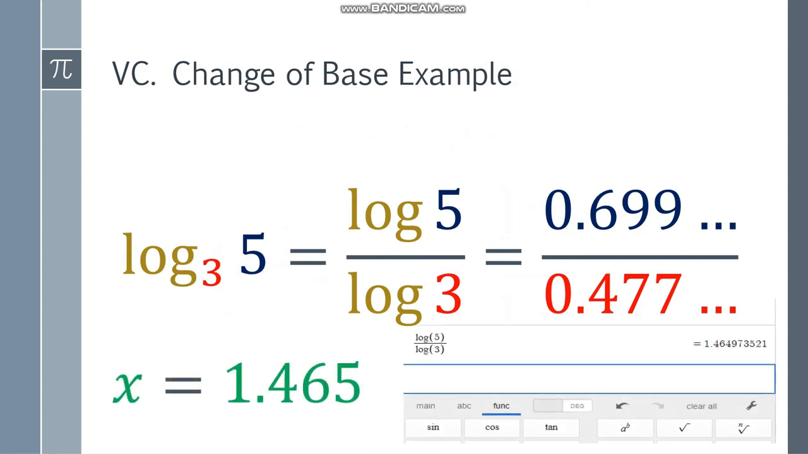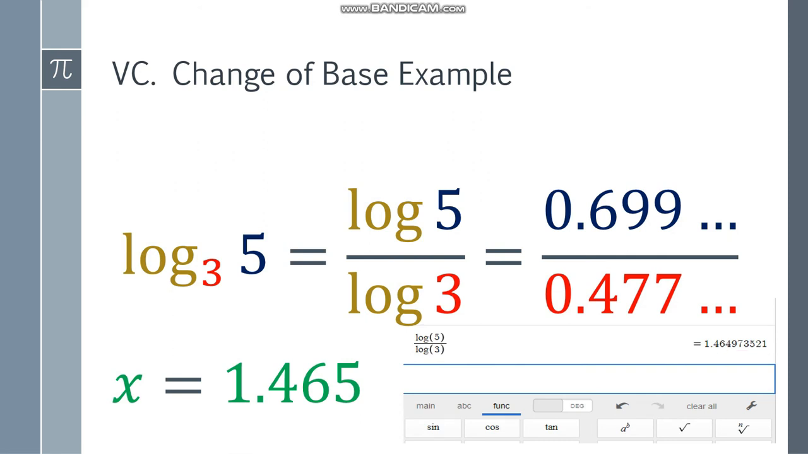If you want to get an accurate answer, you have to use a scientific calculator, tapos dapat diretso mo siyang ilalagay. Katulad nito, log base 5 fraction, log base 3, and you will get a nice, more accurate answer. So, ang sagot ay 1.464973521. So, ginawa ko na lang siyang 1.465. Again, depende yan sa rounding rules nyo ng professor nyo, teacher nyo, o dun sa significant figures, kung applicable man.